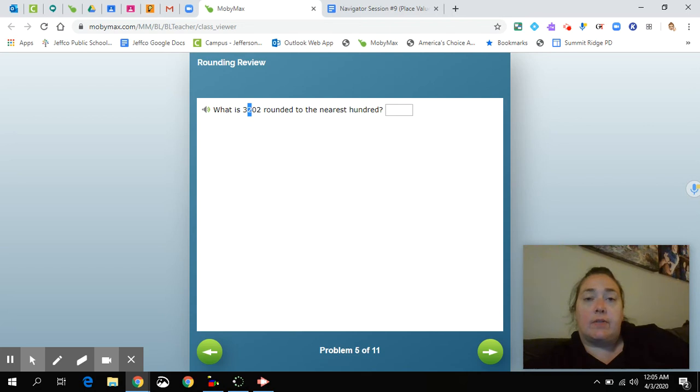If the 0 is a 5 or bigger, then you're going to make that 2 go up to a 3. It's not, it's just a 0. So we're going to leave the 3 and the 2 just as they were. And anything behind that number that you're rounding to goes to zeros. So these other two numbers change to zeros.